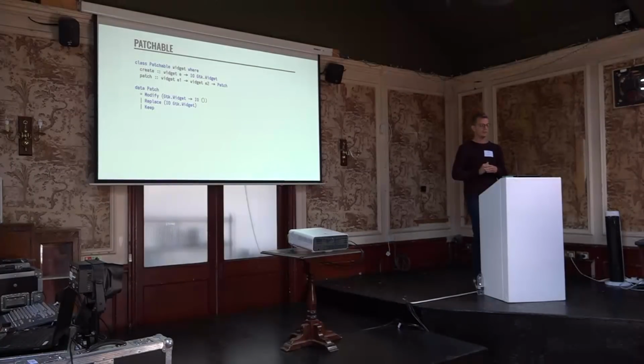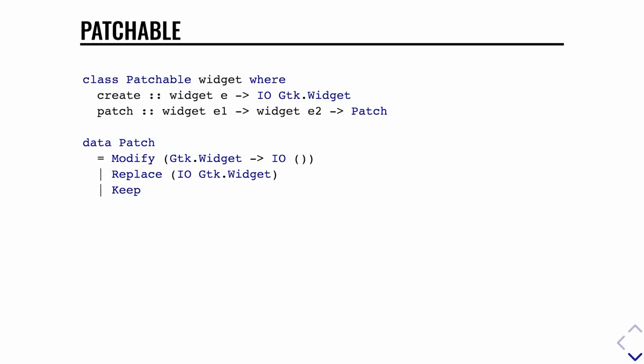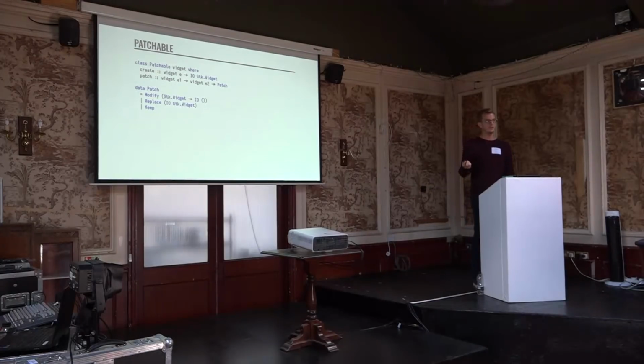Or you can patch an existing declarative widget with a new declarative widget. So this is the UI we had before, this is the UI we have now, and then you can get a patch back. And a patch is either a modification, like taking the underlying GTK widget and modifying that, returning IO, or a replacement, saying create this other widget and just throw away the old one. Or keep, which is do nothing.